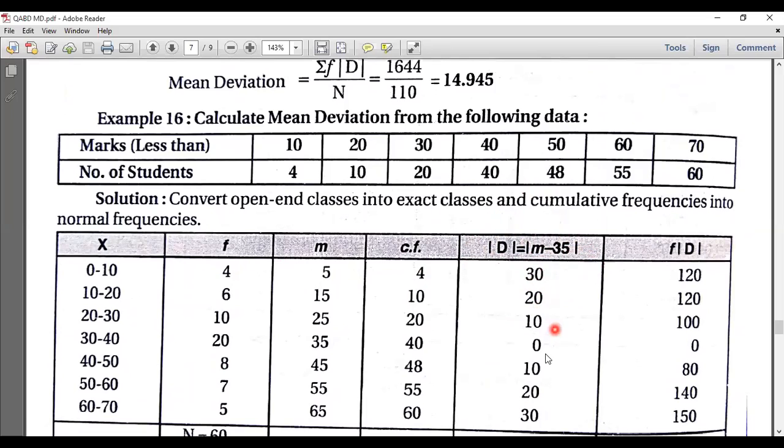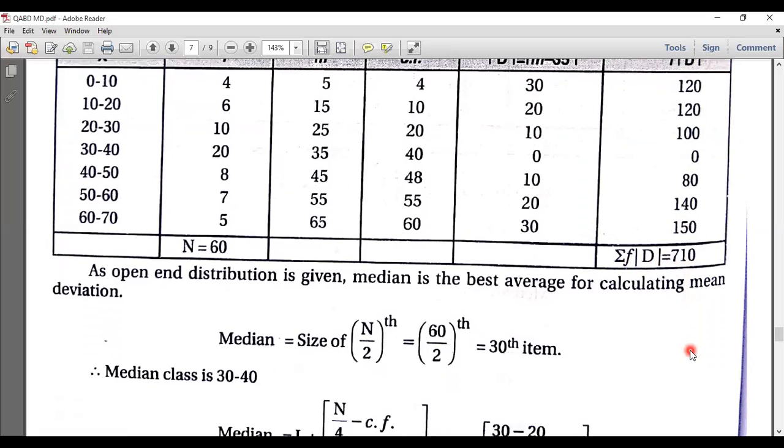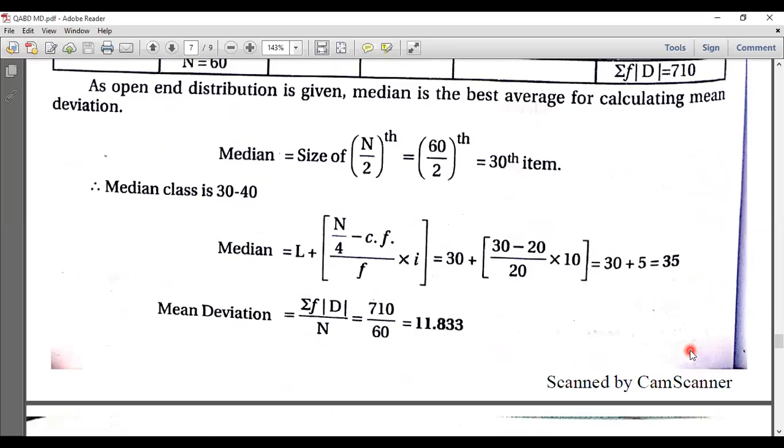So after finding this modulus of d, just multiply with the frequency. 30 into 4 is 120, 20 into 6 is 120. Once you multiply it, you'll get the summation of f into modulus of d, which is 710. Now take this value and calculate the mean deviation. Mean deviation is equal to summation of f into modulus d divided by n, which is 710 divided by 60. We'll get 11.86. This is the mean deviation.